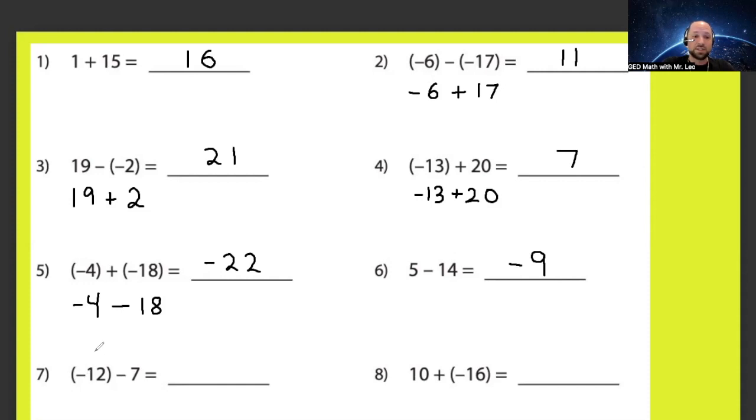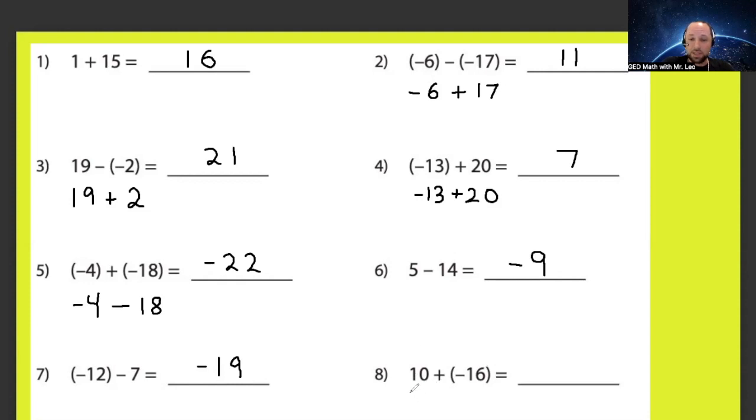They each have one sign. They each have a negative sign. When the signs are the same, we're going to add the numbers and keep the sign. 12 plus 7 is 19, and we're going to keep that sign. So final answer, -19.